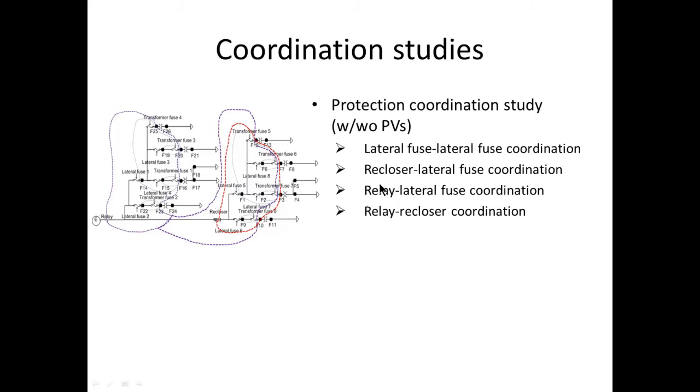Based on this discussion on the simple feeder, we can see that there are four main types of coordination that we need to study for the base case as well as different levels of PV penetration. The first one is the lateral fuse to lateral fuse coordination. The second one is the recloser to lateral fuse coordination, and here we need to worry about whether we use fuse saving or fuse clearing schemes. Then similarly on the left side of the feeder, we need to study the relay to lateral fuse coordination, and finally the relay to recloser coordination.